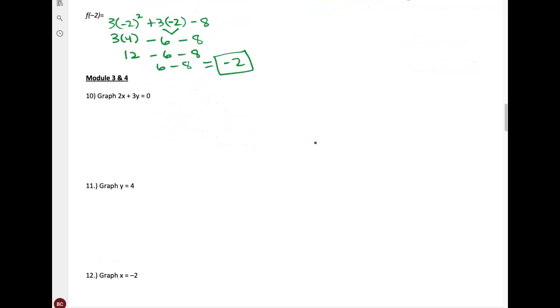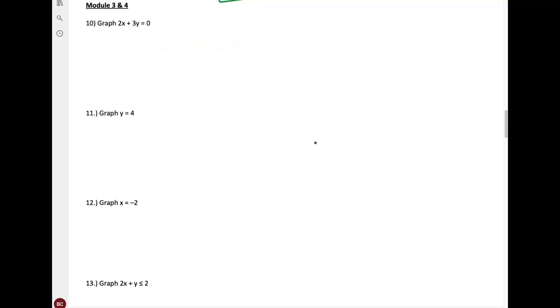Okay, so let's keep going here. So module 3, we did a lot of stuff with linear equations. So we did some graphing with it. You had to learn how to write equations of lines. And so let's start off with talking about graphing this. There's a few different ways that you could graph something like this. Okay, and I can go about it a couple of different ways if you'd like.